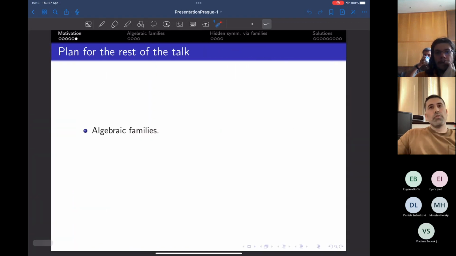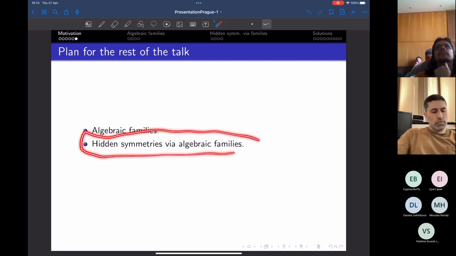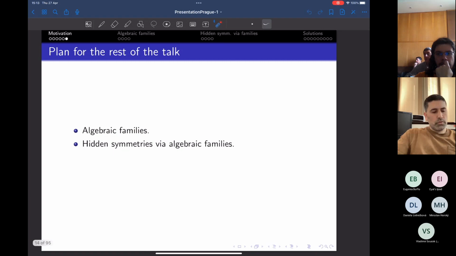What is the plan for the rest of this talk? I will first explain a little bit about algebraic families: what are algebraic families of groups, Lie algebras, families of representations. I will then relate those hidden symmetries that I mentioned. I will show how you can describe them using this language of algebraic families. Mainly, at this point, I will talk about families of groups and families of Lie algebras.